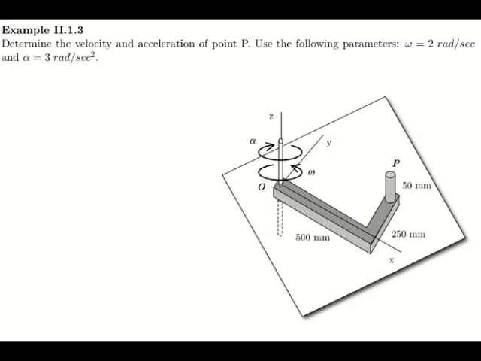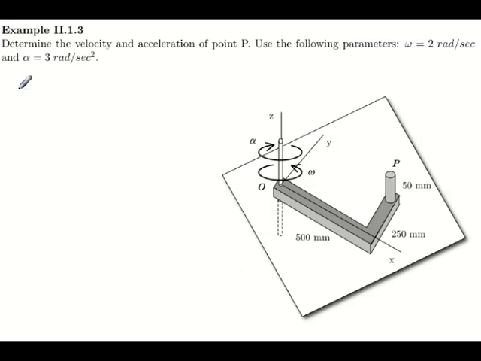Out there on the other end of the L-shaped bar is this peg P, and what we want to do is find out what the acceleration at point P is, knowing the rotation rates and angular acceleration of the bar as it rotates about O. So let's write down the things that we know about the problem.